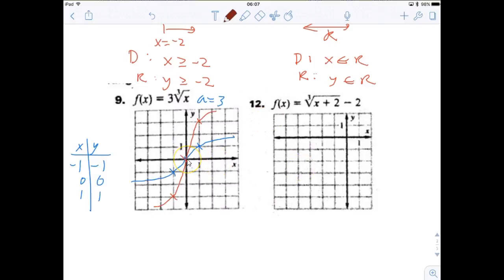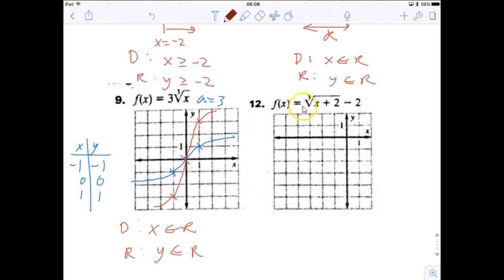So I can see that now the a value is 3, and the parent function looks like this, and the 3 points that are identified on the parent function, I have stretched them vertically 3, so the one that is 1 below the x-axis becomes 3 below the x-axis, and the one that is 1 above the x-axis becomes 3 above the x-axis. And of course, the domain and range are going to be x is an element of real numbers and y is an element of real numbers.